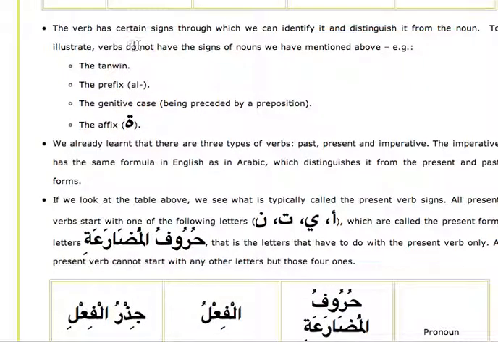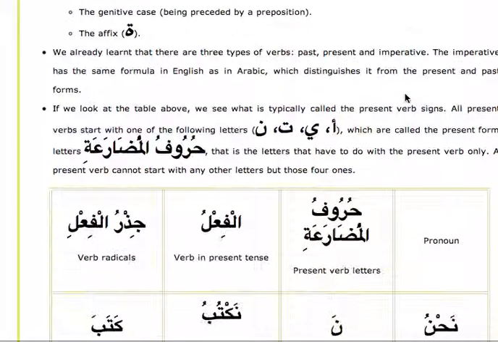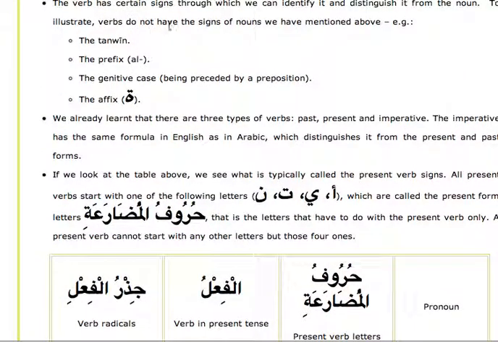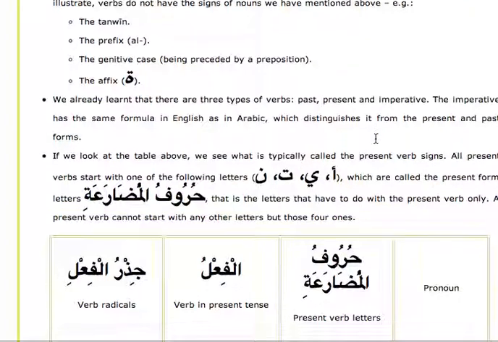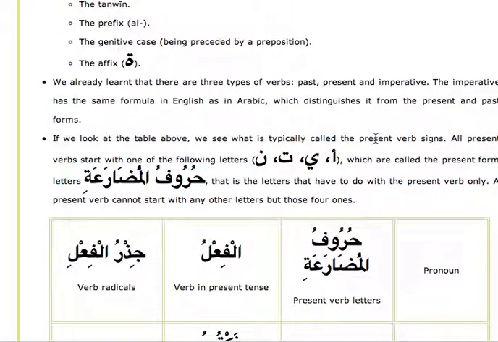So the verb has certain signs through which we can identify and distinguish it from the noun. Verbs do not have the signs of nouns we have mentioned above: the tanween, the prefix, the genitive case, the ta marbuta. We already learned that there are three types of verbs: past, present, and imperative. The imperative has the same formula in English as in Arabic, which distinguishes it from the present and past forms.